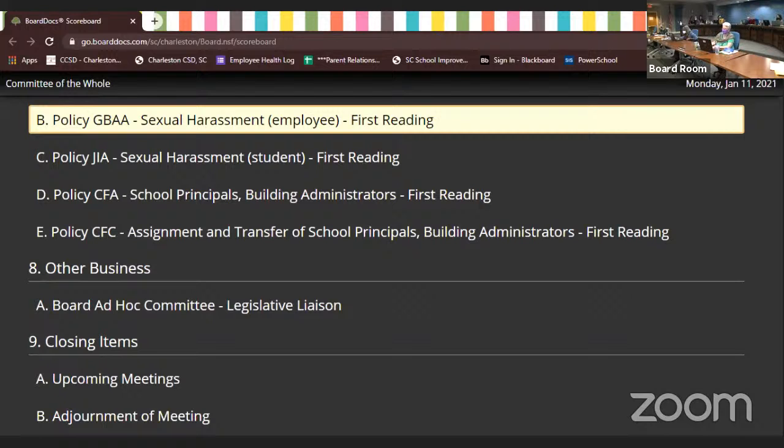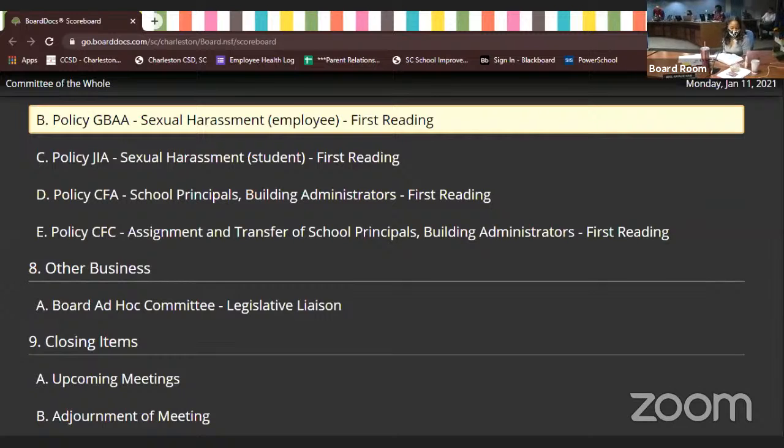Sure. So these policies are actually identical. One is for students and one is for staff, which is what you'll see if you look at them. We could not provide you with the red line version because we basically reworked the entire policy based on new definitions under Title IX.